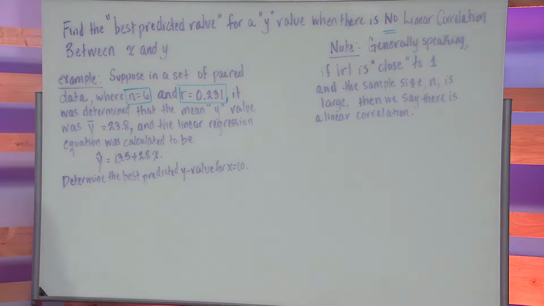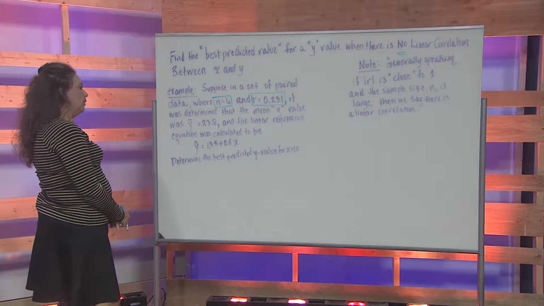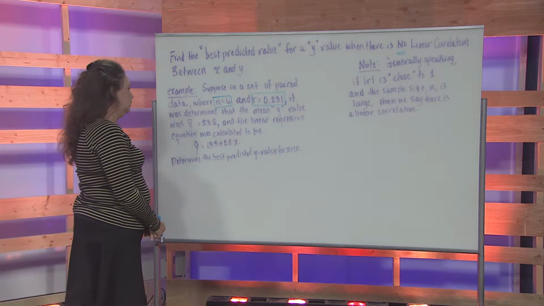0.231. It was determined that the mean y value, y bar, is equal to 23.8, and the linear regression equation was calculated to be y hat is equal to 13.5 plus 2.8x. And we want to determine the best predicted y value for x is equal to 10.